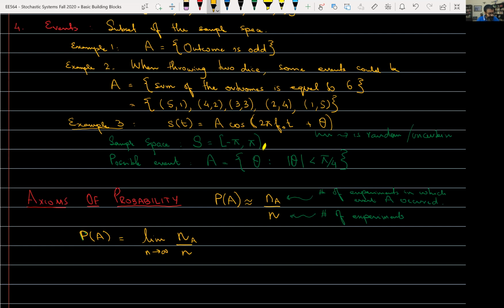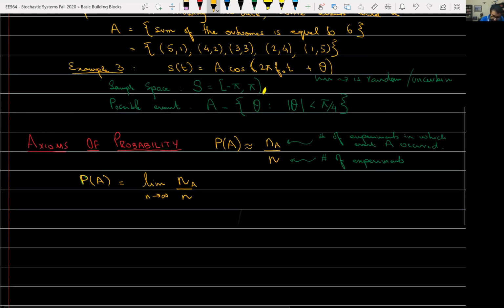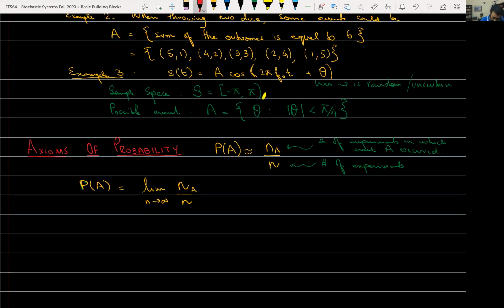Okay? All right. So what are the axioms themselves? The first axiom is that the probability of any event A is always going to be greater than or equal to 0. Okay, and that's pretty straightforward.